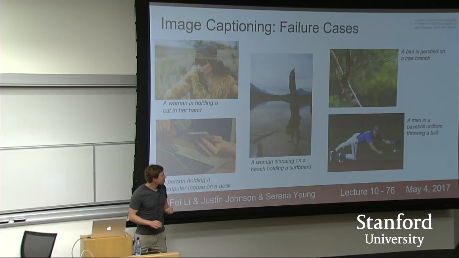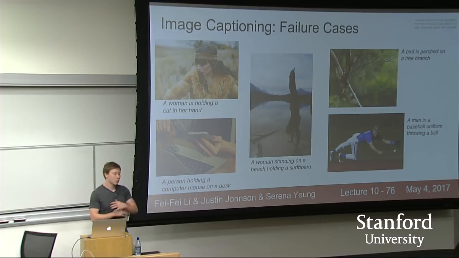Also over here, we see this picture of a spider web in a tree branch, and it says something like a bird sitting on the tree branch. So it totally missed the spider, but during training, it never really saw examples of spiders. It just knows that birds sit on tree branches. So it makes these reasonable mistakes. Or here at the bottom, it can't really tell the difference between this guy throwing and catching the ball, but it does know that it's a baseball player and there's balls and things involved.